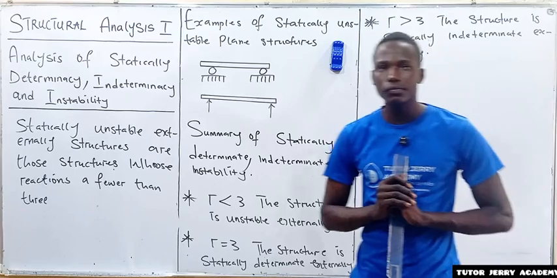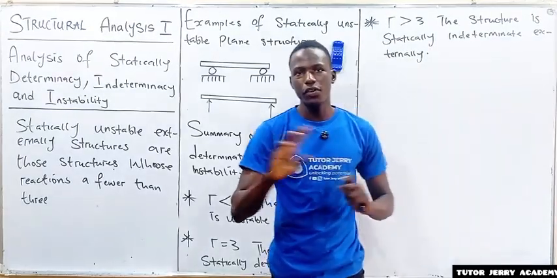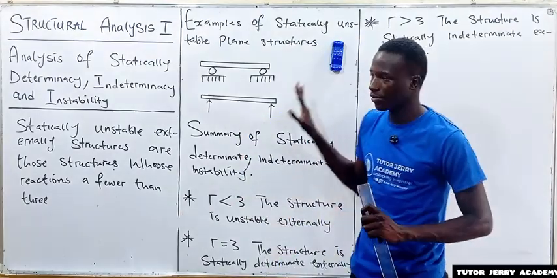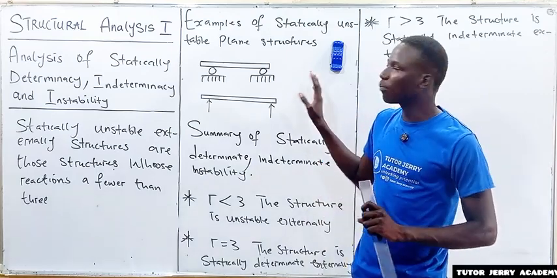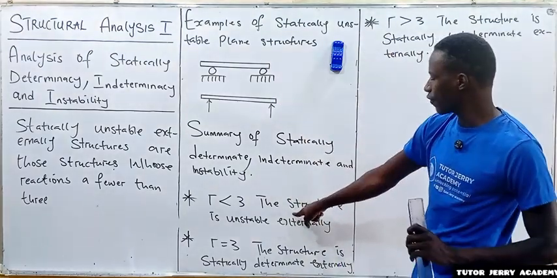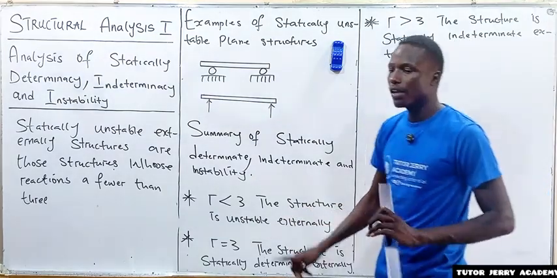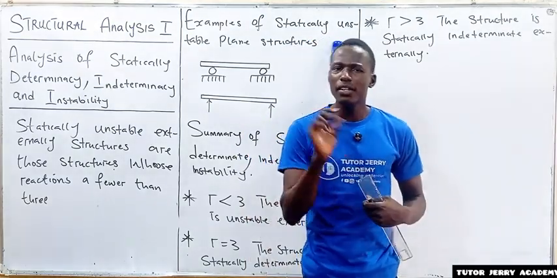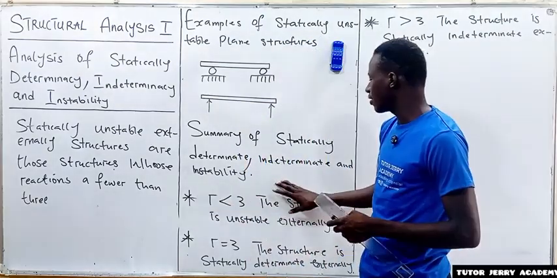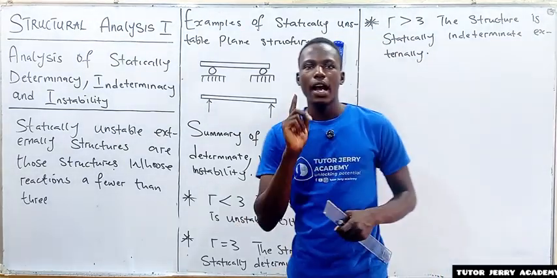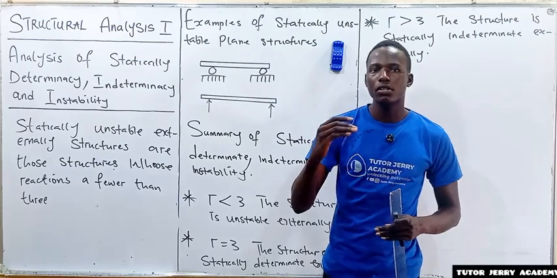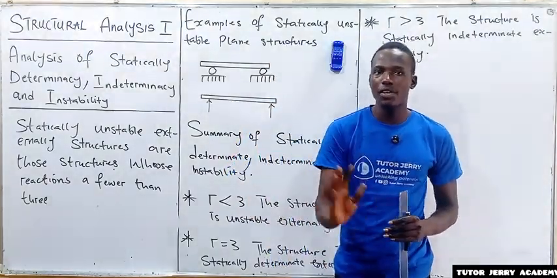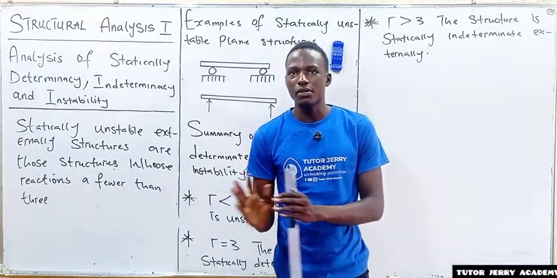Now, you have to note something very important. It should be noted that the first of the 3 conditions stated above is both necessary and sufficient in the sense that R less than 3 here that we have on the board means the structure is definitely unstable. We know that. So it is necessary and sufficient.